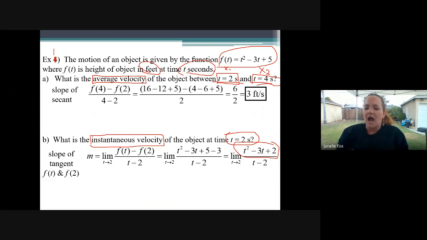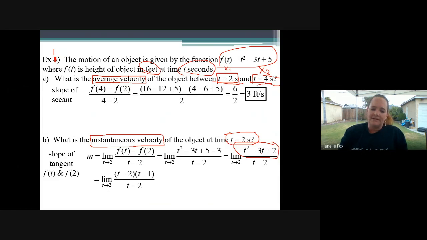Yes, Mrs. Fox. I think one of the factors is going to be t minus 2. Yes, that is totally right, Mrs. Fox. You have got it. It's going to factor into a t minus 2 and then a t minus 1. That's going to be on the numerator. On the bottom is going to be t minus 2.